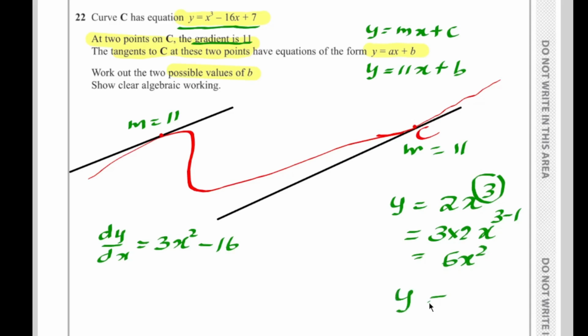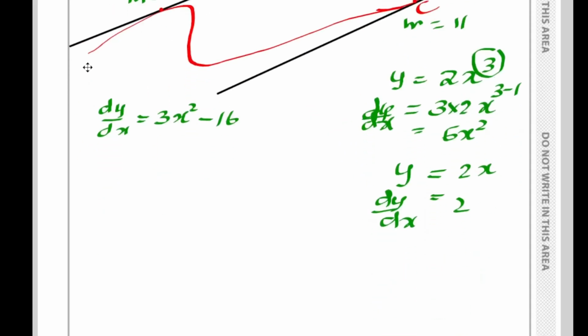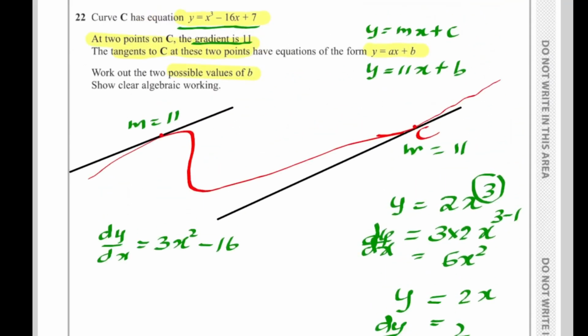If you are having just an x term, like 2x, dy by dx becomes just 2, right? That's how we do it. If you are having a constant, you can't get the dy by dx, so it is 0, right? We know now how to get the dy by dx. So that's how I got the dy by dx, 3x squared. I have to subtract 1 from the power, then it becomes 2, minus 16 when there is an x term.